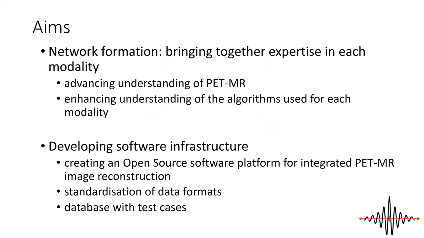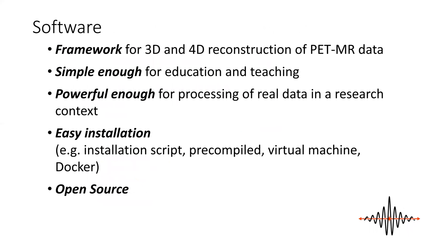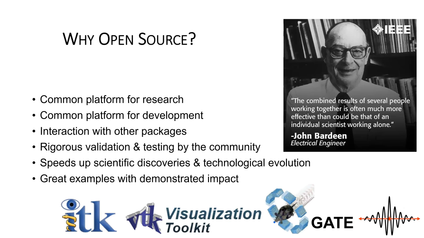The SIRF synergistic image reconstruction framework is intended for 3D and 4D. Don't go to 6D at the moment, anyway. It's for both PET and MR, but a lot of it will be used for other modalities as well, clearly. Our target audience is a bit researcher-oriented, but we wanted people who don't have a lot of experience with image reconstruction to be able to get away with it. Open source, okay.